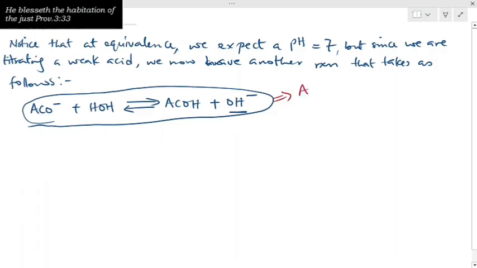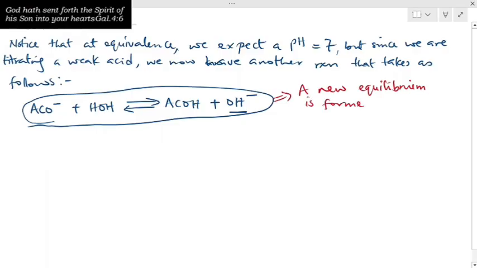and that is because a new equilibrium is formed, and that new equilibrium releases the OH minus out into the solution again, thereby increasing the basicity. And that is why at the equivalence point you have a higher pH, as seen in the graph previously.